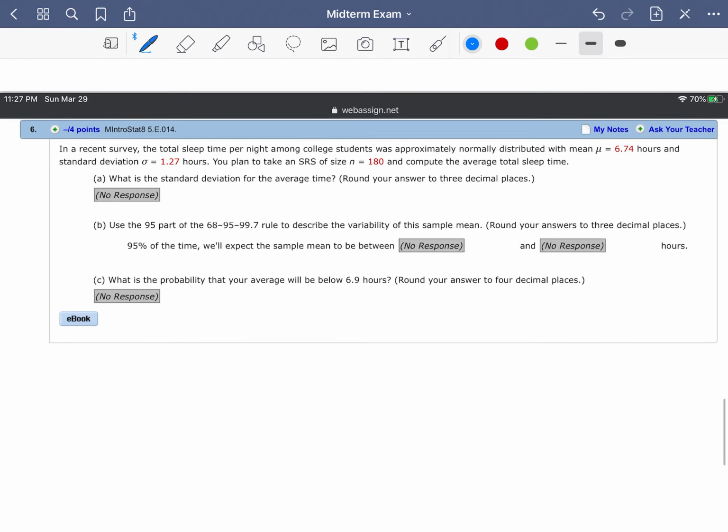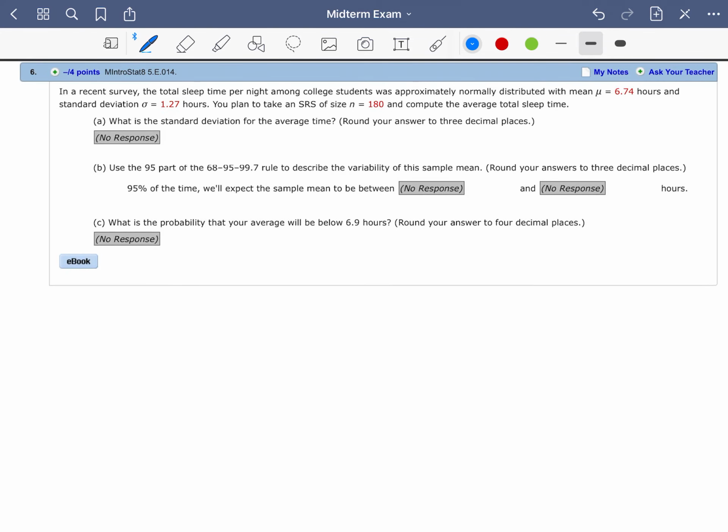So, question, next one. Okay, this one requires you to know the formula for calculating the mean of the sample mean and the standard deviation of the sample mean. So the first question: what is the standard deviation for the average time? So this one, the standard deviation for the average of time. Okay, so you use this one.